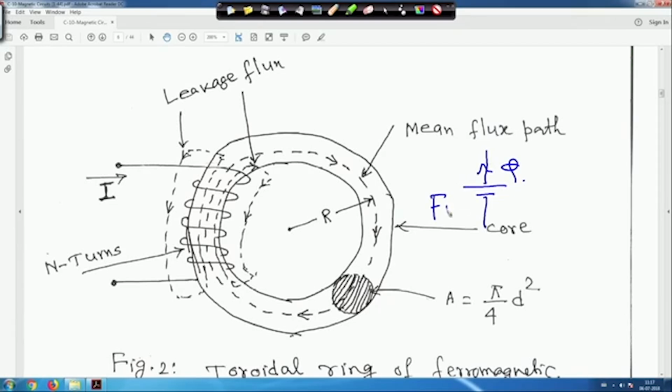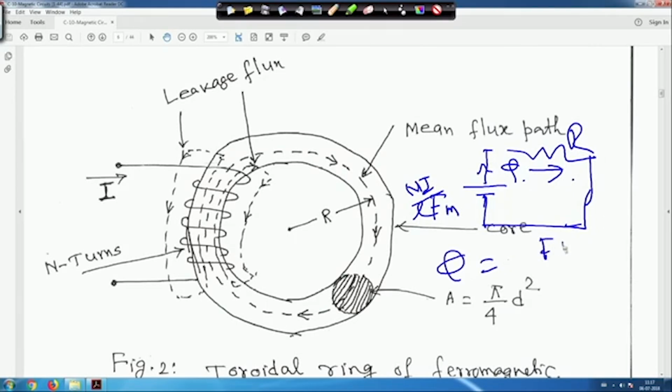So this will be my Fm. Fm is equal to Ni, that is ampere turns, divided by L, that is ampere turns per meter. That means you have to see which direction you have to take the flux. If you grab the conductor, the flux is coming out, and then you put the reluctance and close the circuit, and this is the direction of phi. So phi is equal to Fm upon the reluctance, right?